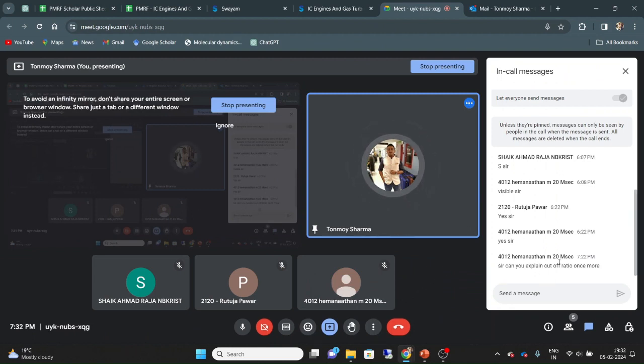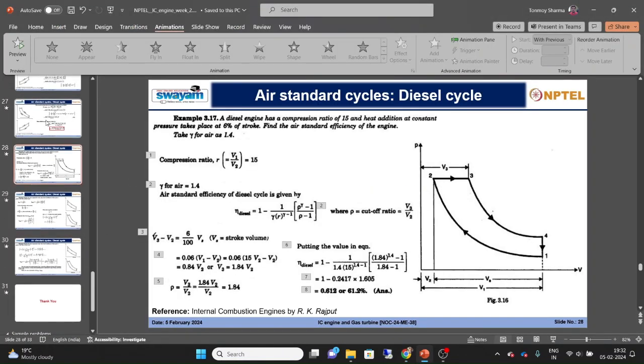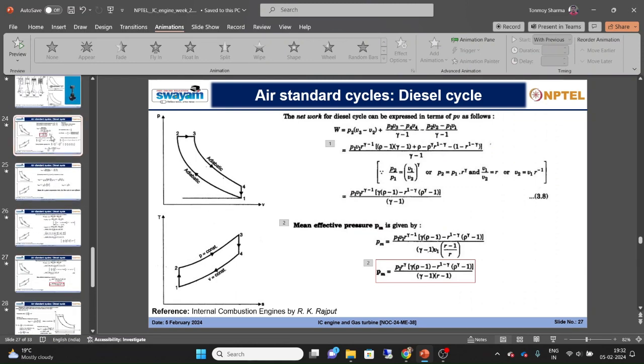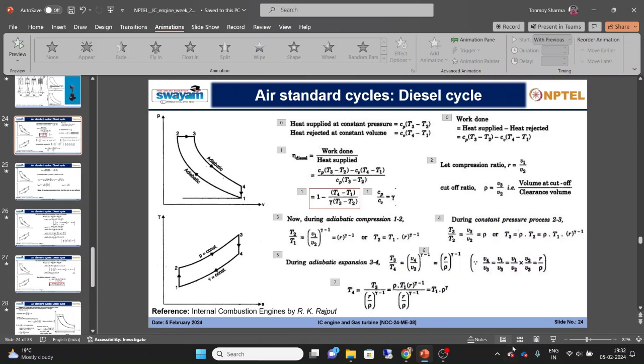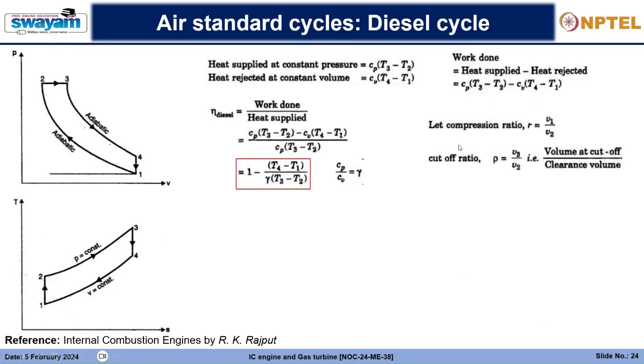Cutoff ratio, right? So cutoff ratio, let me explain. Actually, you can turn on your mic if needed. So you see the cutoff ratio out here. Now the cutoff ratio is equal to V3 by V2, so here it is the volume at cutoff.